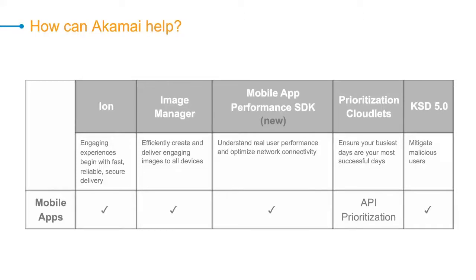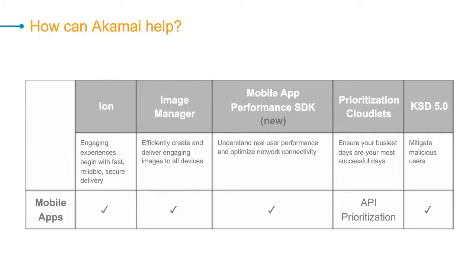Now, if your API is exposed to the outside world and you have not just your mobile app as a consumer for the API, you have third-party vendors consuming those APIs, you obviously want to protect it from malicious users. That's where KSD 5.0 can help you, where we essentially detect and mitigate those malicious users for you at the edge. Now, instead of going into how each and every feature in these products works, I want to walk you through different app use cases and how we can help solve those.